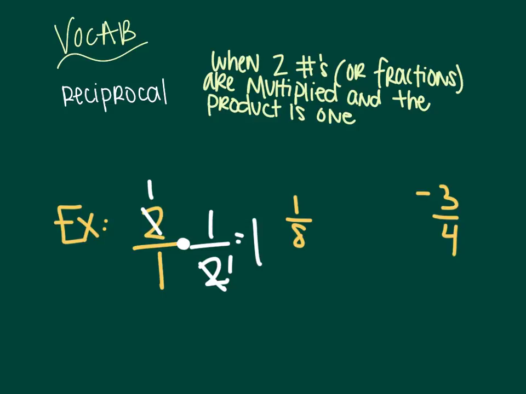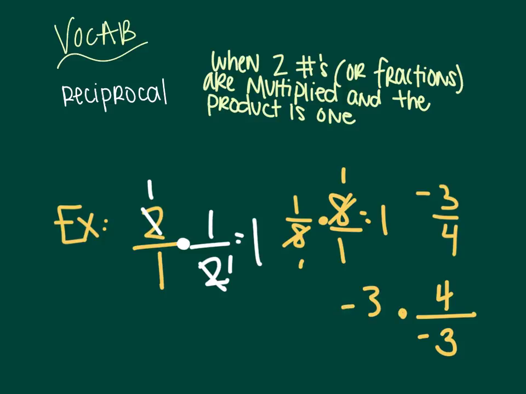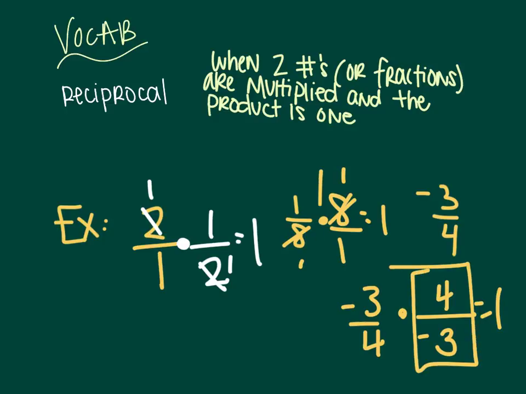1/8. The reciprocal would be 8 over 1. I cross simplify, I get a product of 1. So the reciprocal of 1/8 is 8. The reciprocal of -3/4 is 4 over -3. This is why this works, because if I take -3/4 and multiply it by 4 over -3, a negative times a negative is a positive, and then I can cross simplify all of these and get an answer of 1. So -4/3, 8, and 1/2 are reciprocals.